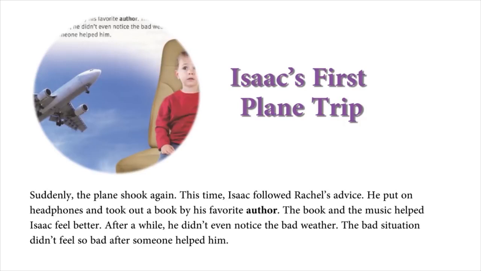Suddenly, the plane shook again. This time, Isaac followed Rachel's advice. He put on headphones and took out a book by his favorite author. The book and the music helped Isaac feel better. After a while, he didn't even notice the bad weather. The bad situation didn't feel so bad after someone helped him.